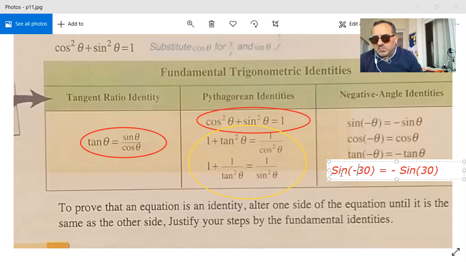Sine and tan are the same, but cosine, no. Cosine minus 30 is equal to cosine 30, without the negative. You can try it with a calculator. What's the answer of sine minus 30? Negative 0.5. Yes. What's the answer of minus sine 30? If the negative is outside, you get the same answer. Sine 30 and sine minus 30 give the same number but opposite sign.